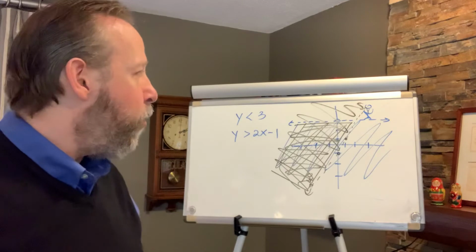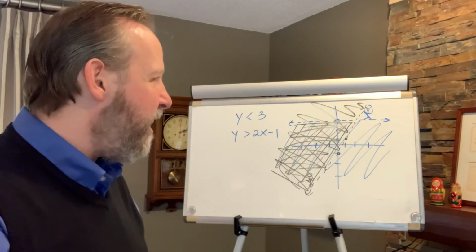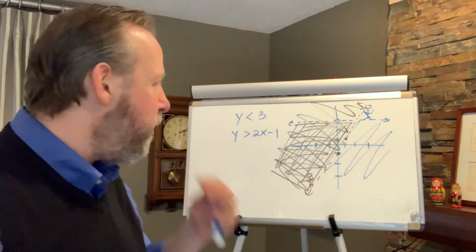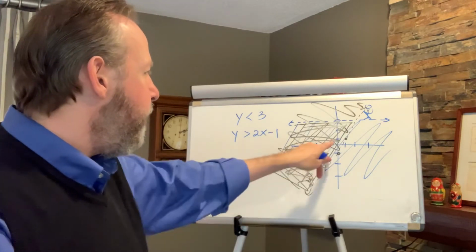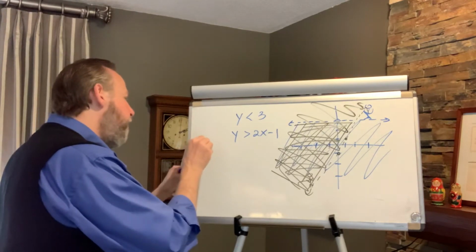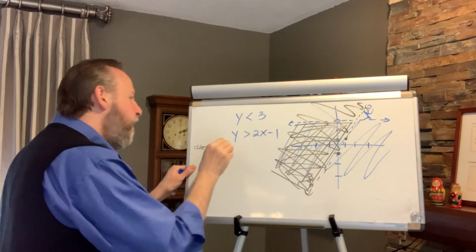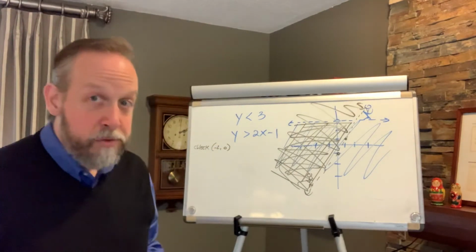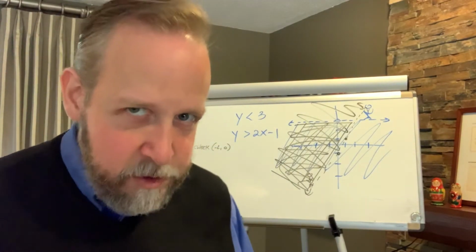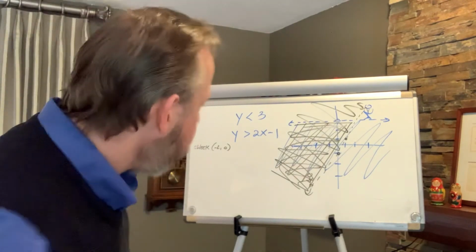I want to choose a coordinate within the overlapping shading. I don't know if the origin is really in it or not, so I'm not going to choose the origin. I'm going to choose another easy coordinate. How about negative 2, 0? I'm going to check with negative 2, 0. There's lots of coordinates I could have chosen. There's an infinite number of coordinates you could choose. I'm choosing one that makes it easy for me.